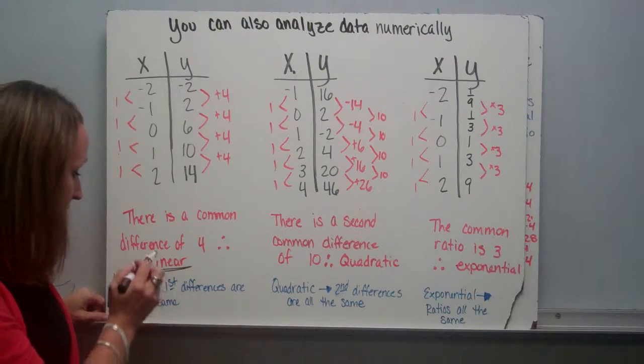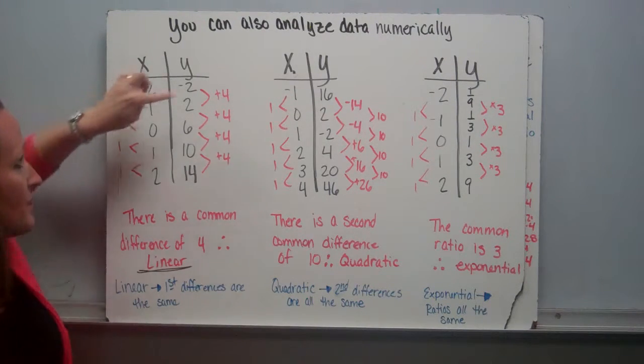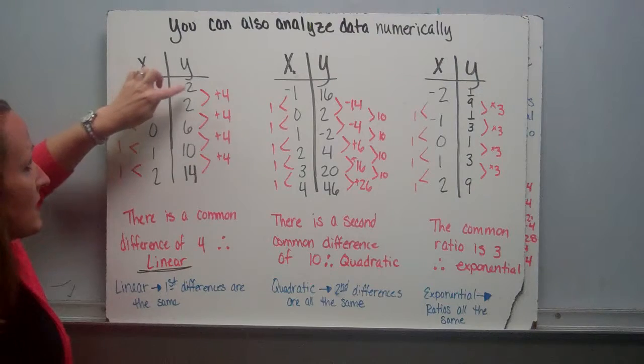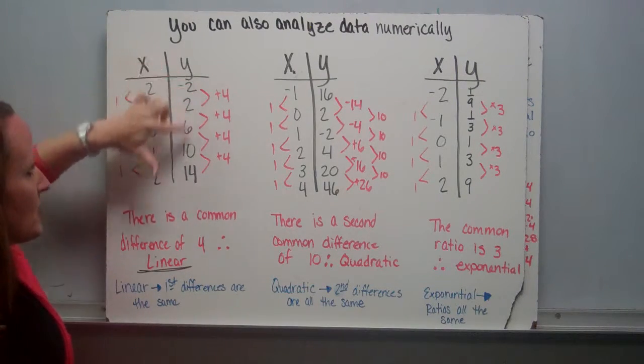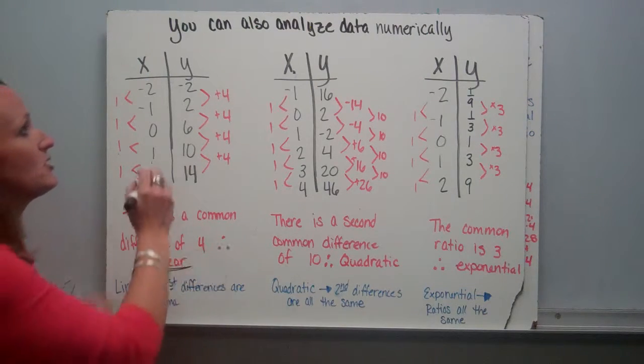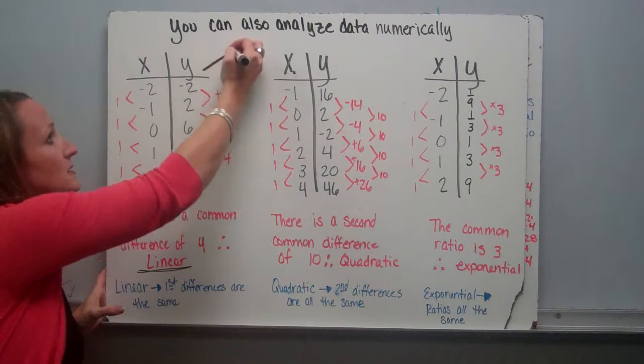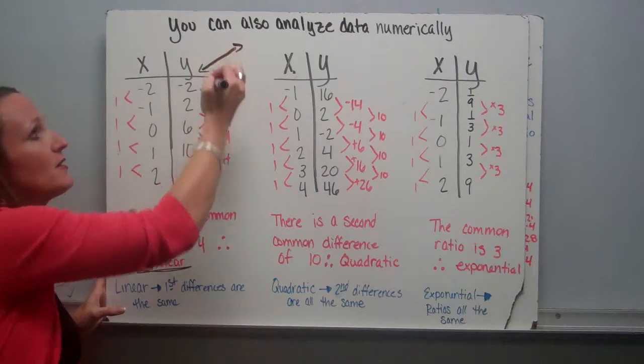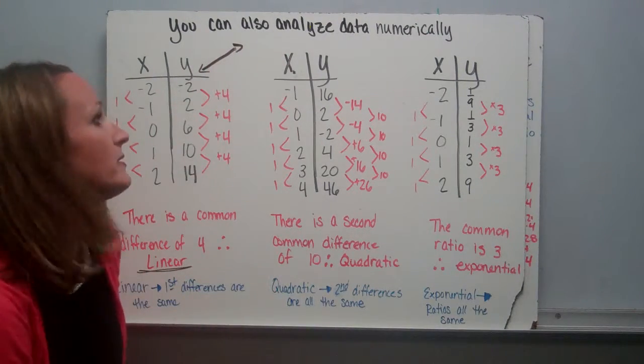So when it's linear, the first set of differences are going to be the same. And you'll see what I mean by first in just a second. But the very first time we looked for the difference, it was all 4, therefore this is linear. And if we graphed it, you know that it's going to look like this. It could possibly go the other way, but in any case, it's going to be a straight line.